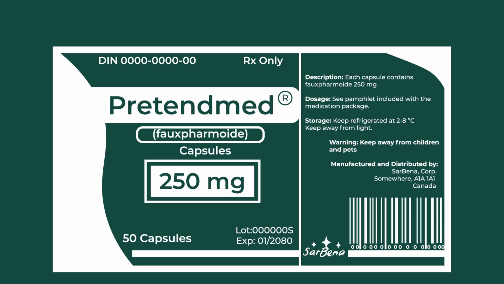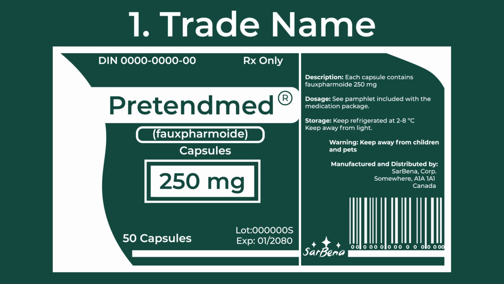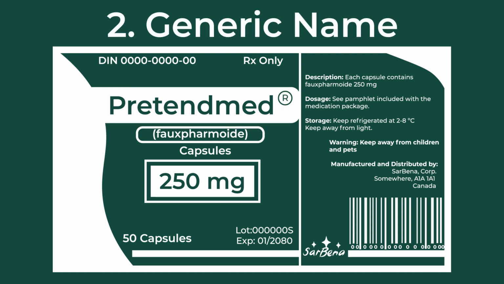Let's review what to look for when reading a drug label. 1. The trade name is the brand name under which the drug is marketed. In this case, the trade name is Pretend Med. 2. The generic name represents the active ingredients in the drug. In this case, fos-farmoide. Each medication only has one generic name, and it will always be included on the medication label, usually in parentheses beneath the trade name.